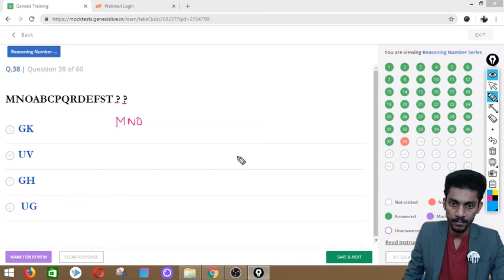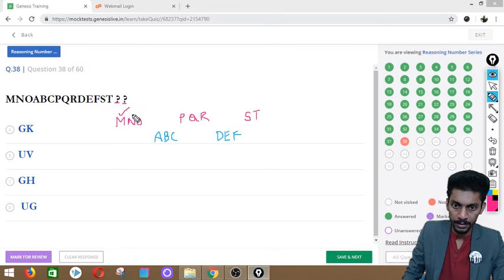So I'll write this in different colors. M N O, A B C, then I write P Q R, then we have D E F, then we have S and T. If you see the pattern, M N O P Q R S T, next should be U. So we found one question mark. This question mark is U.